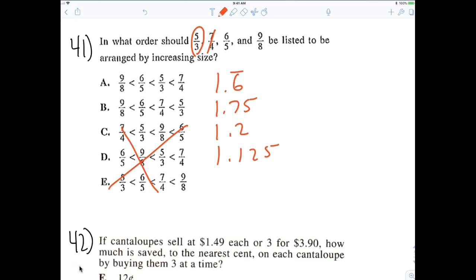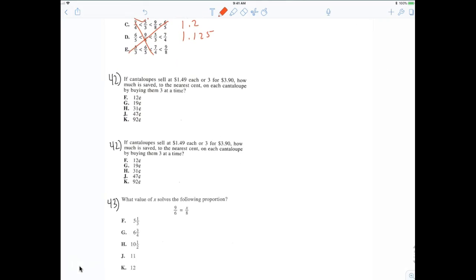All right. Now, I don't even have to check 6/5, right? Because that's automatically next. So now I'm just looking at 5/3 and comparing it to 7/4. Which one's smaller? Yeah. So we know the answer had to be what? A. We know the answer has to be A. All right. Let's check out 42.